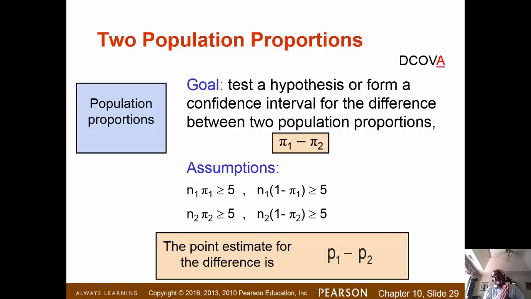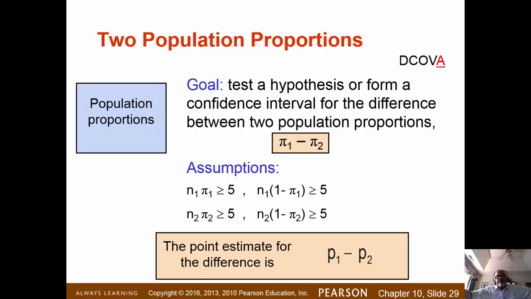The next topic in chapter 10 is the two-sample test for population proportions. So we have two populations, each with zeros and ones, only two possibilities: success and not success. The proportion of success is pi sub 1 for the first population and pi sub 2 for the second population, and we want to test whether there is a difference between these two population proportions or not.